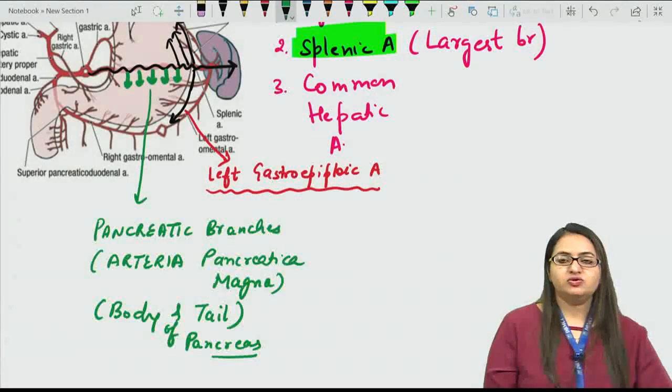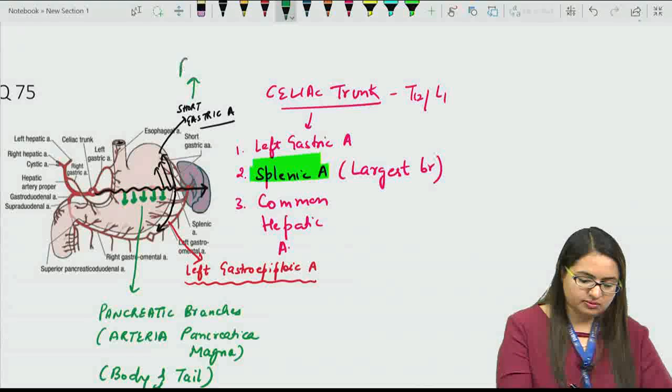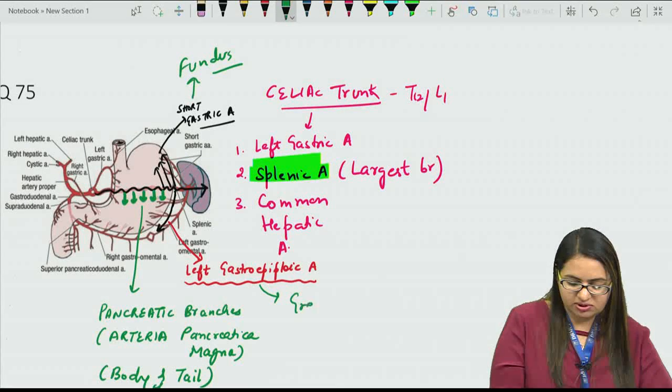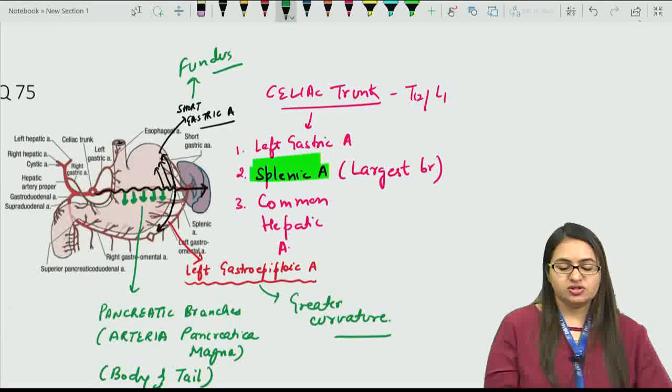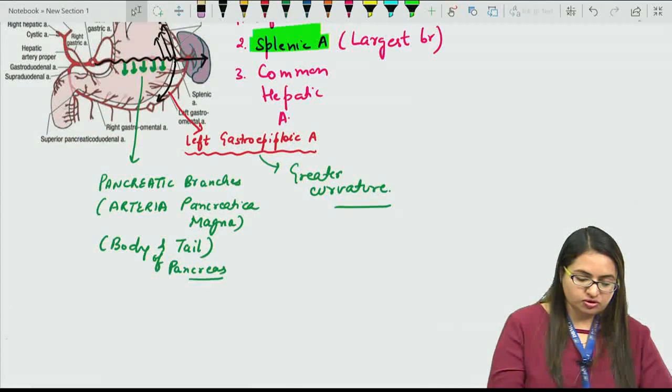Then it is giving supply to the fundus and the greater curvature. This is for the fundus, and the gastroepiploic branches are towards the greater curvature. Now after supplying these structures, it will be reaching the spleen, and in the spleen it will be giving non-anastomosing branches. The branches do not anastomose with each other.